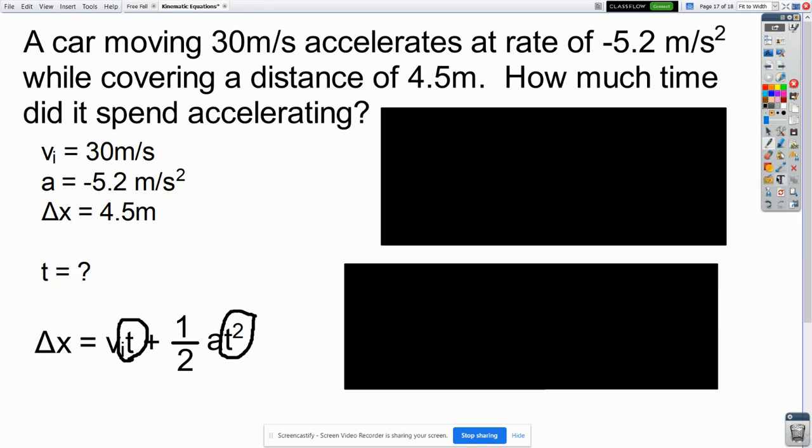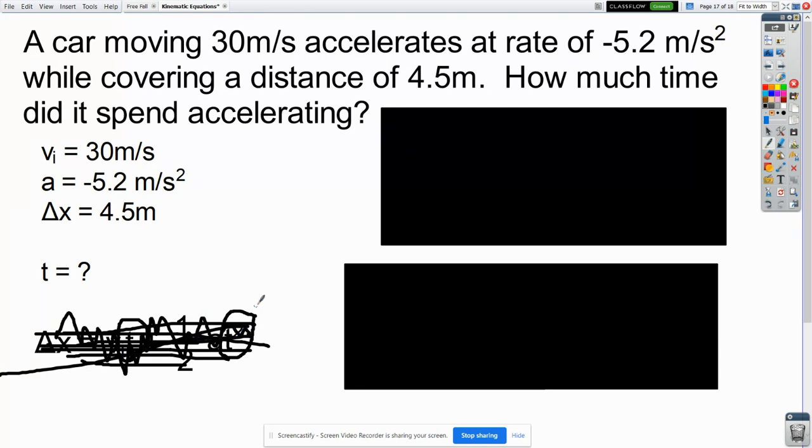So what I would suggest is you don't use that equation at all. Forget it. Never use this equation to solve for t, ever. Just don't do it. So what are you going to do instead?